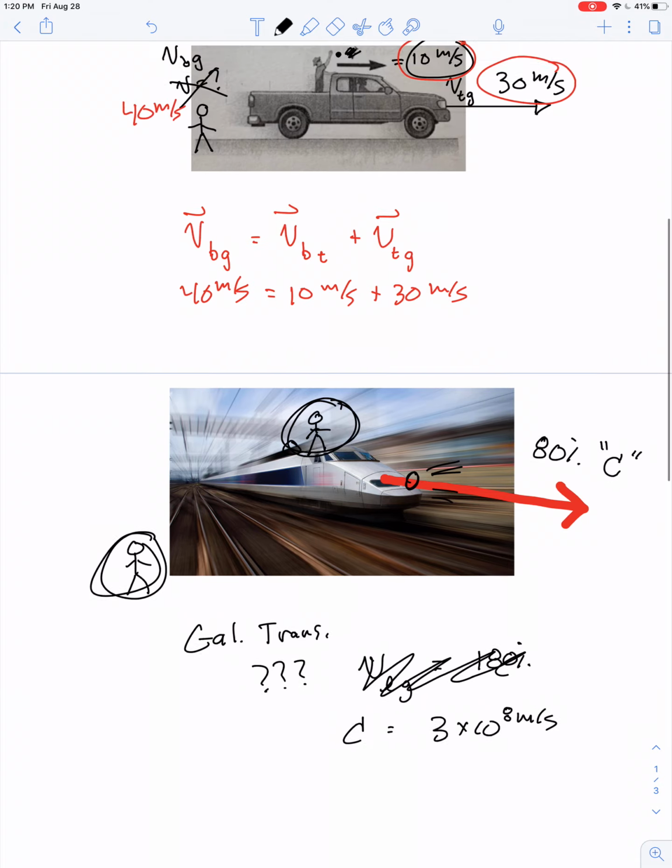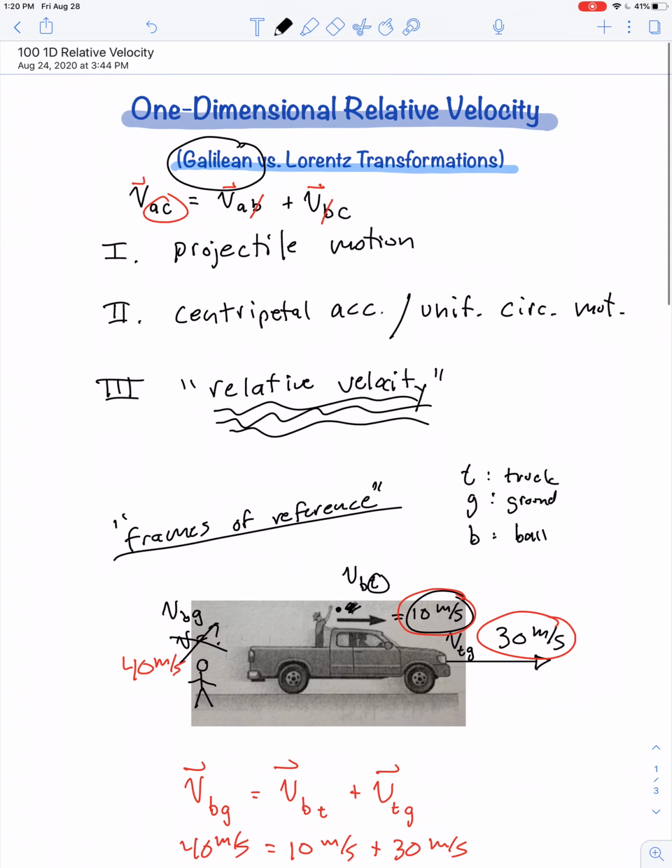Well, it turns out that the Galilean transformation is only valid for things that travel with speeds that are very small in comparison to the speed of light. A good threshold cutoff would be that anything moving at greater than about 10% the speed of light has to be treated using what's known as the Lorentz Transformation. And we won't get into the Lorentz Transformation now. We'll save that for the third semester of this course in Physics 4C.